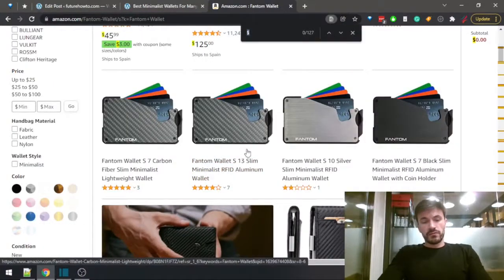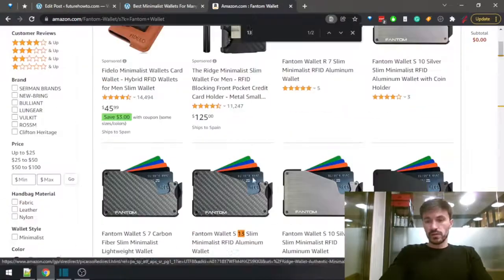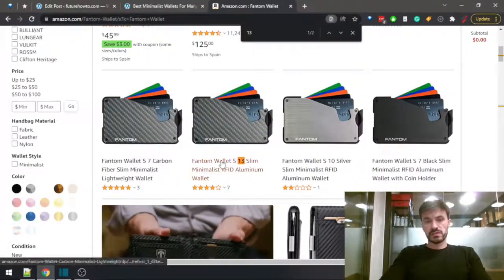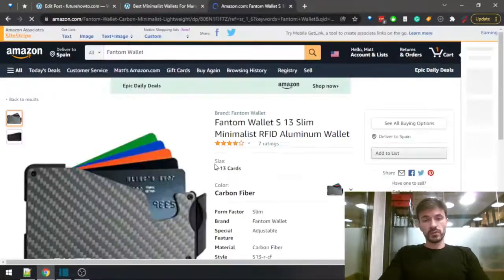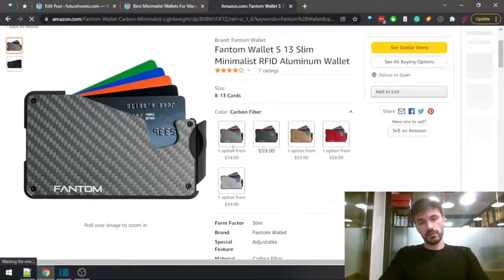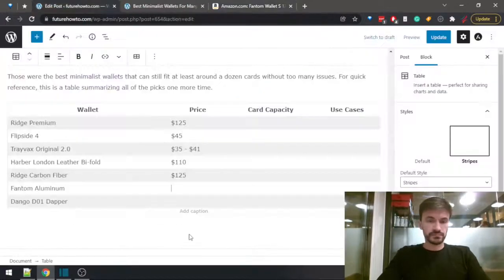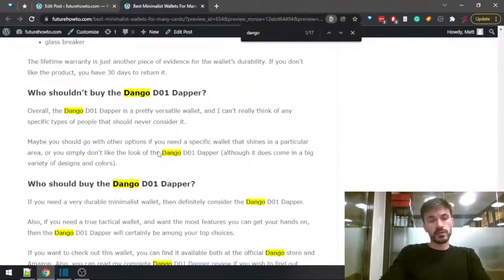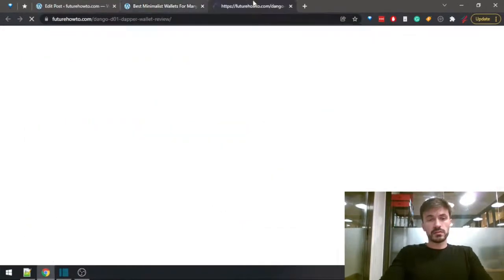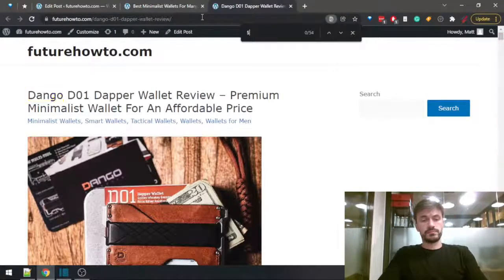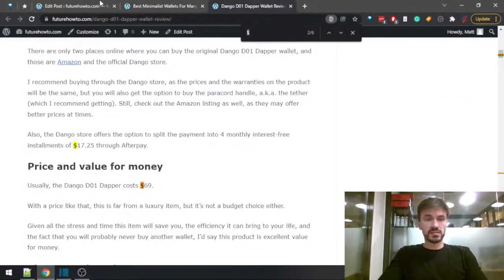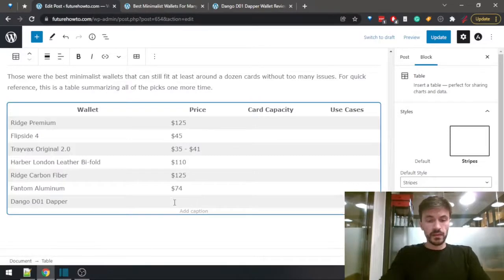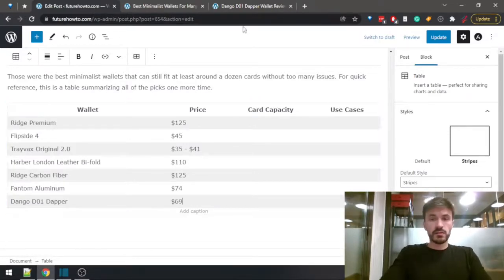Yeah, there's different sizes of this wallet, so let's try the biggest one because that's the one we kind of covered already. Oh my god, what's going on here? 74. Okay, 74. And Dangle D01 Dapper is gonna cost 69. Okay, prices are done.